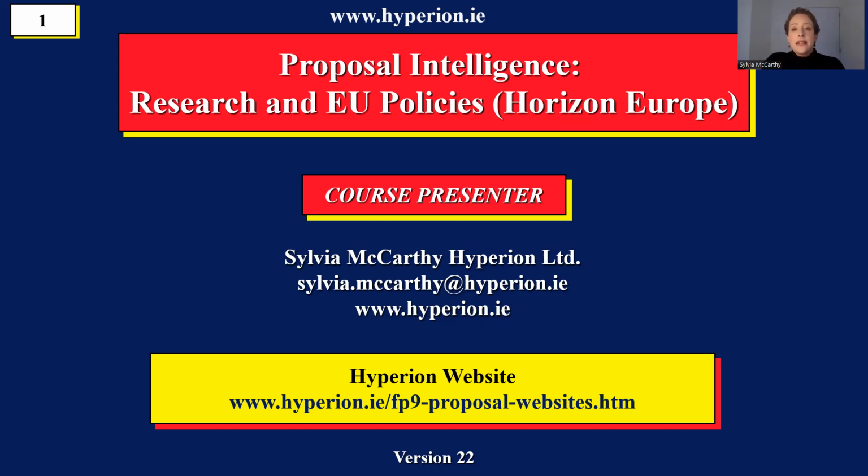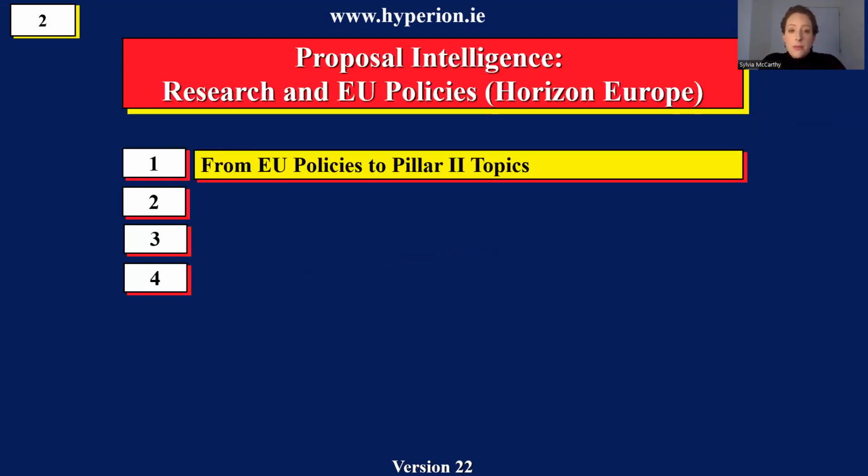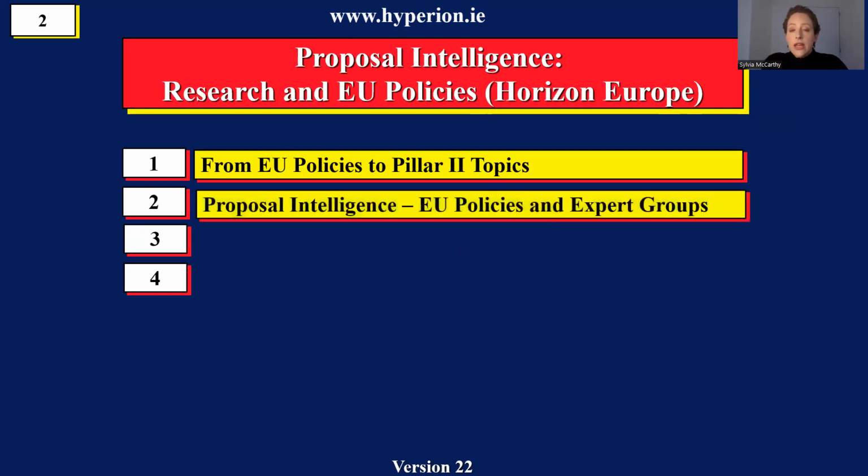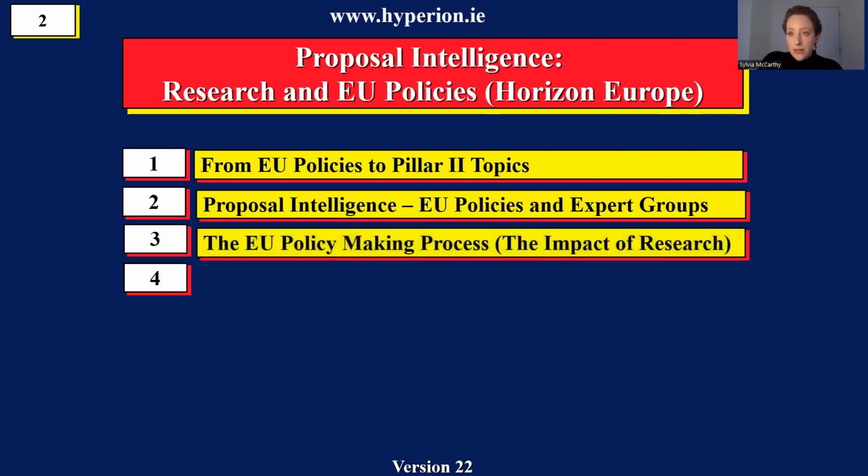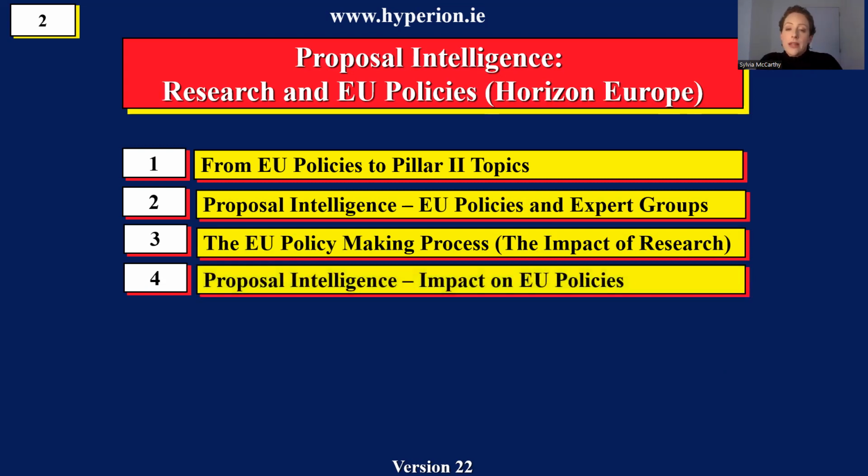Now, this presentation is going to be about linking those policies to the Pillar 2 topics, looking at how proposal intelligence shows you where the policies come from, the relevant expert groups, then looking at the policy making process as a whole and where research can have the best impact, and showing this link with proposal intelligence in the end.